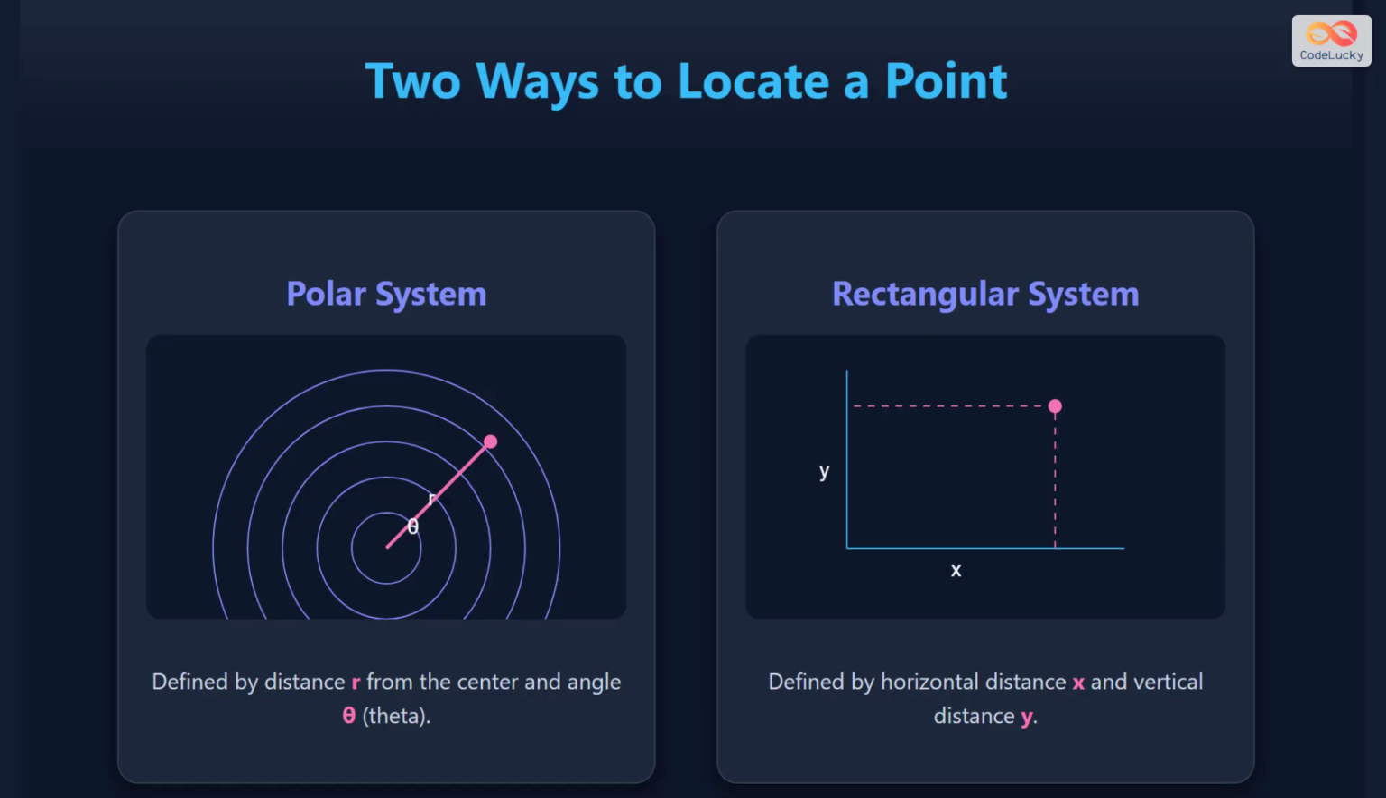The polar system uses a distance, r, and an angle, theta, to locate a point, often visualizing it on a circular grid. The rectangular system, which you might know as Cartesian coordinates, uses horizontal distance x and vertical distance y on a square grid. Our goal is to translate the polar language into the rectangular language.